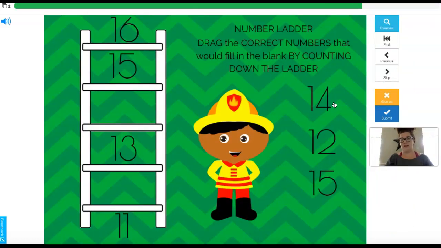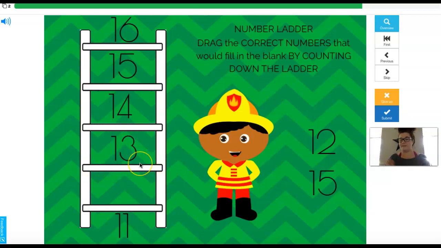Ooh, we got to drag and drop this time. So what numbers go in the blank spaces here and here when I'm counting down the ladder? Let's see, 16, 15, blank, 13, blank, 11. What was that trick I could use when I don't have any touch points? I can go to the ones place of the number above and think, what's 1 less than? So what's 1 less than 5? 4, that's right. And what number over here has a 1 and a 4? That's right, 14.